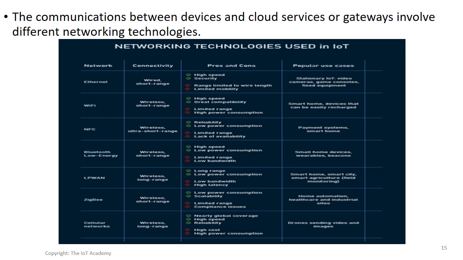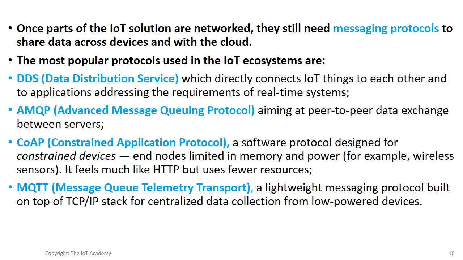One of these is LPWAN, low power wide area network, that covers long range. It works on low power consumption, low bandwidth, and high latency. LPWAN technology is used in smart homes, smart cities, and smart agriculture. Similarly, Ethernet and Wi-Fi are wired and wireless technologies. Ethernet is for short range. Wi-Fi is also for short range. And these technologies are used in different areas.